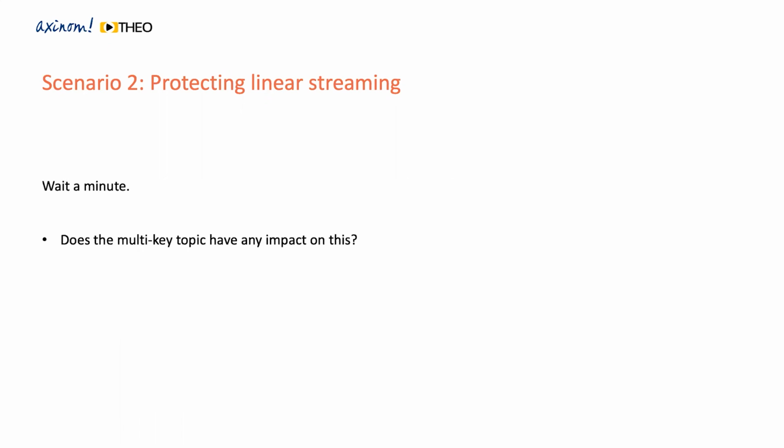But wait a minute. We were discussing this multi-key topic, and a logical question is, does this topic have an impact on the number of requests that get sent? And this is actually the case. Let's look at the details a little bit more, because it depends on the DRM technology involved. For example, in case of Widevine, it has always been the case that a Widevine license request can get several keys as a response. And for PlayReady, it's the case since 2015. PlayReady can deliver several keys within one license response.